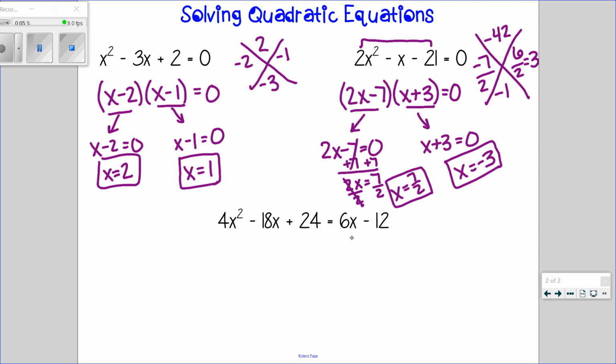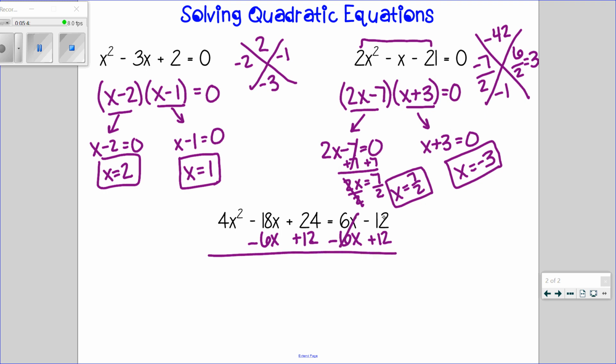So I always like to move my stuff over to the left side. So since this is a positive 6x, I'm going to subtract 6x. And I have to subtract it from the other term that has an x. So I'm going to subtract it from the 18x. Now I'm also going to have to move this negative 12 over. So let's go ahead and add 12 to both sides as well. I'm adding it to my other constant that I have, that 24.